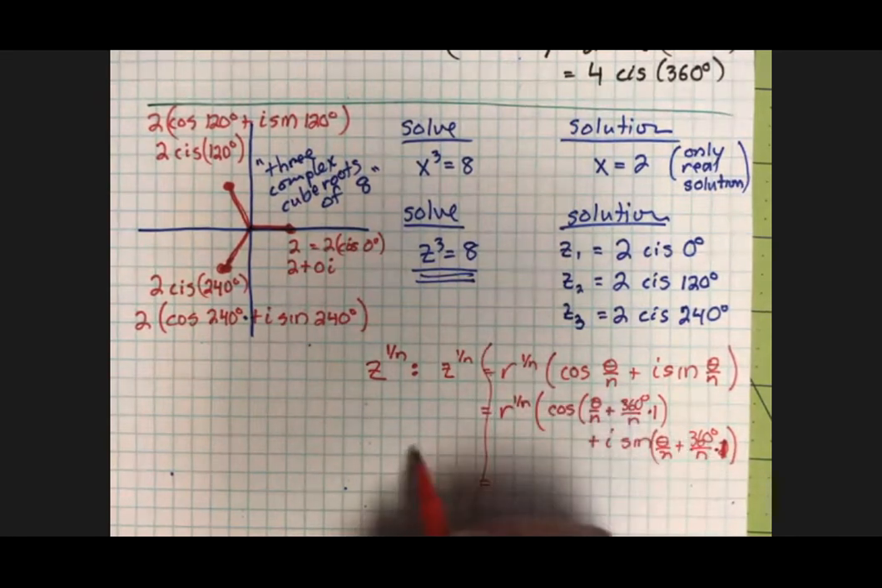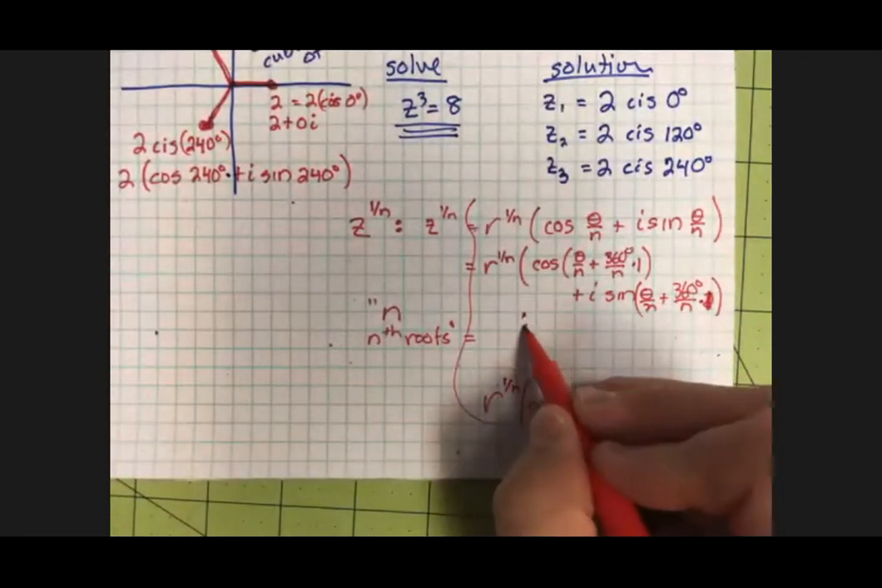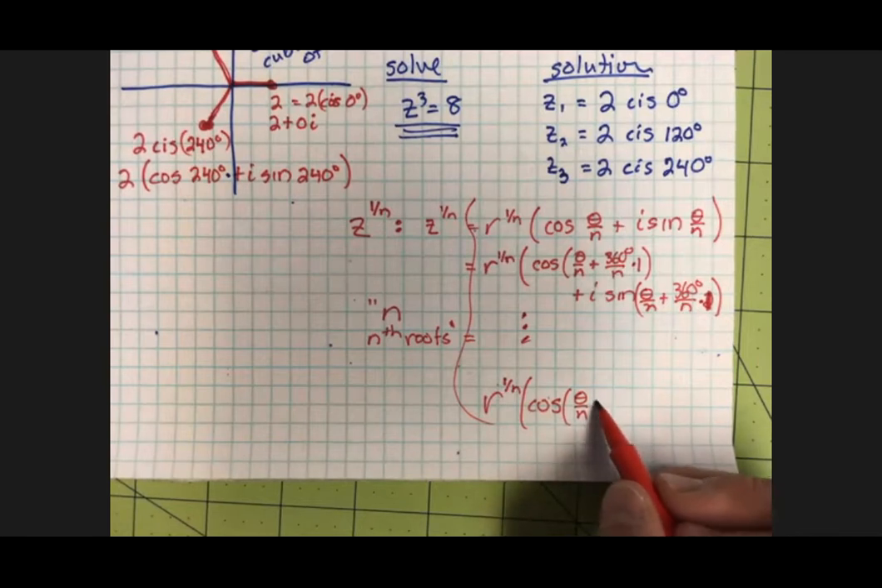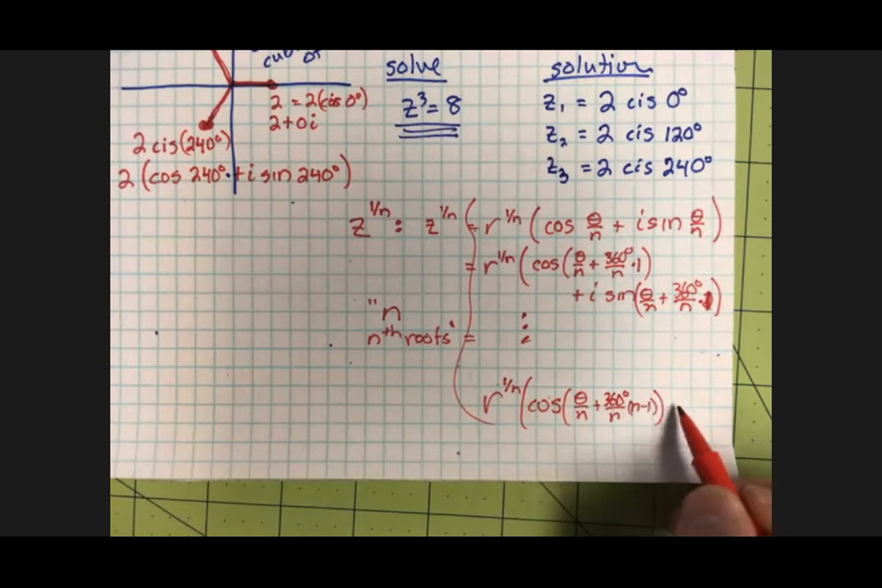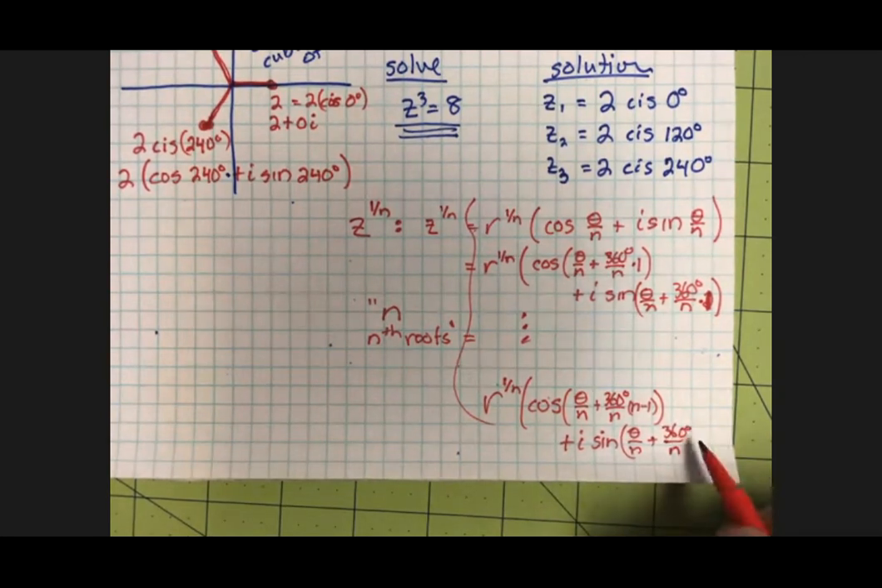I get n nth roots that go all the way around the circle till I stop with cosine theta over n plus 360 over n times n minus 1, plus i times the sine of theta over n plus 360 over n times n minus 1.